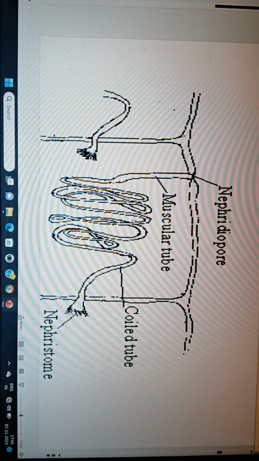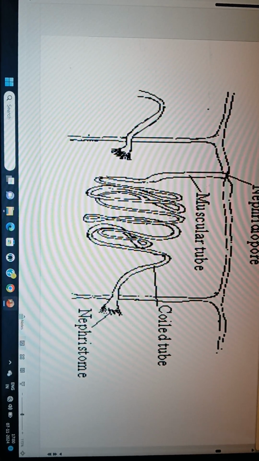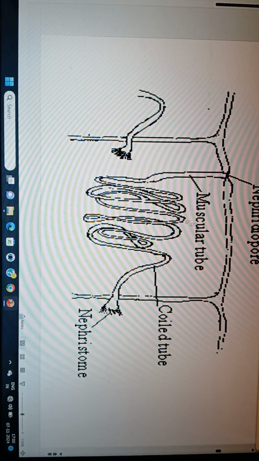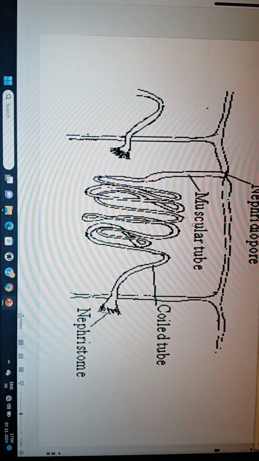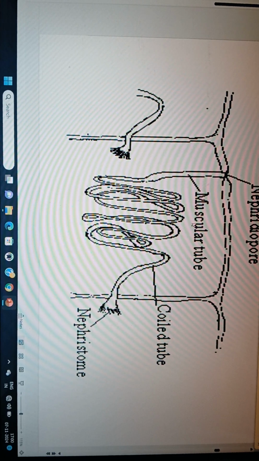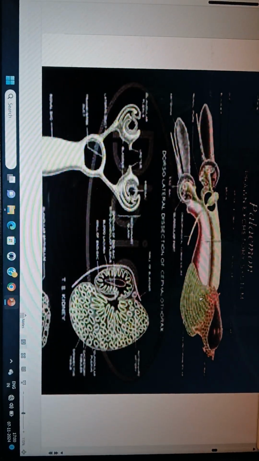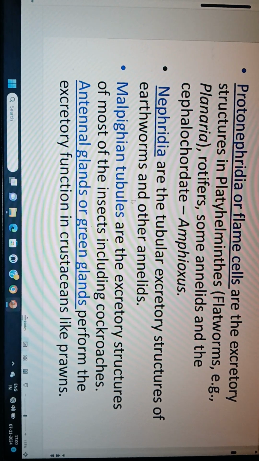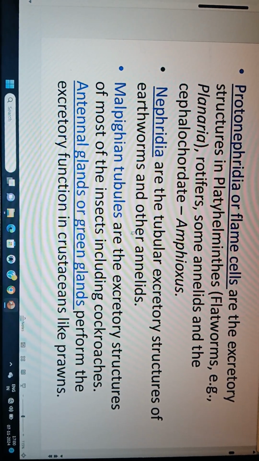Okay, then you look at the Malpighian tubule. Malpighian tubules are the excretory structures of most of the insects, and with the help of Malpighian tubules, the insect basically excretes uric acid. Okay, this is the Malpighian tubule. And you have to learn that annelids have the nephridia for the elimination of excretory material.